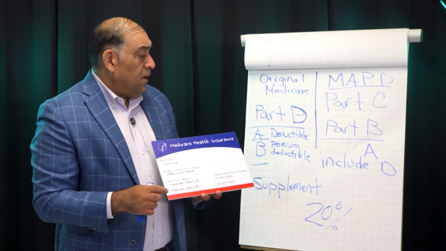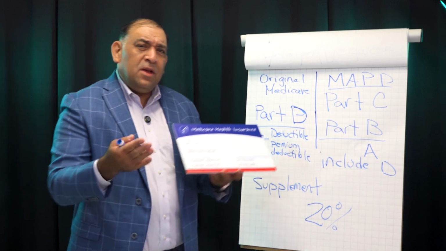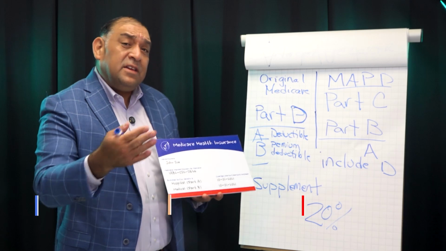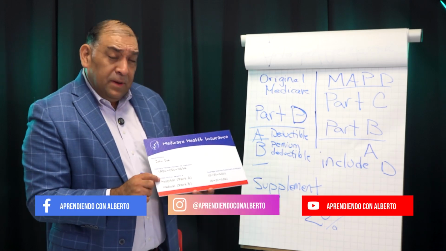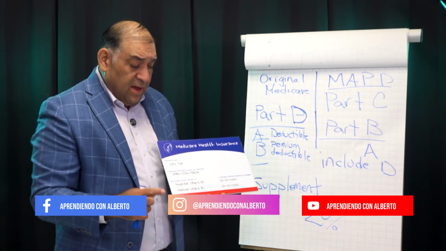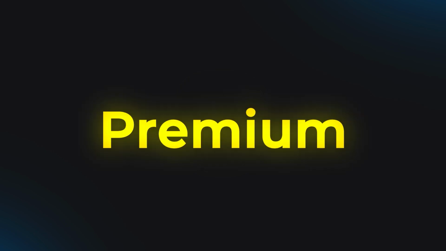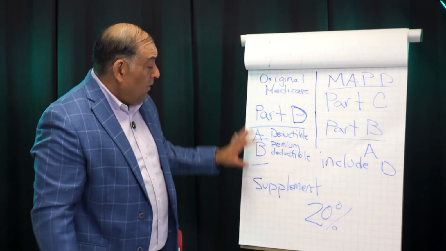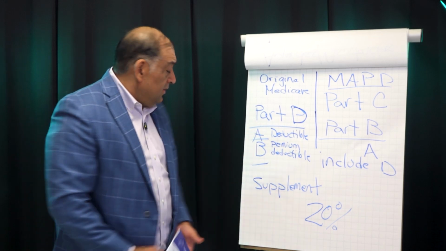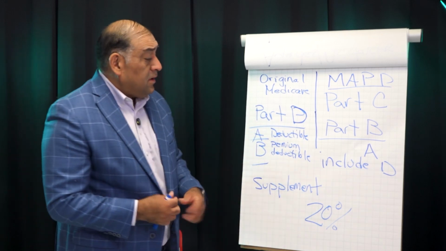Now, there are some exceptions, and I'm going to go through those exceptions in the next couple of videos. So please make sure you're watching my series. But the bottom line is A, deductible, B, deductible, B has a premium and the 20%. So all of that is listed here. So please make sure you pay close care.